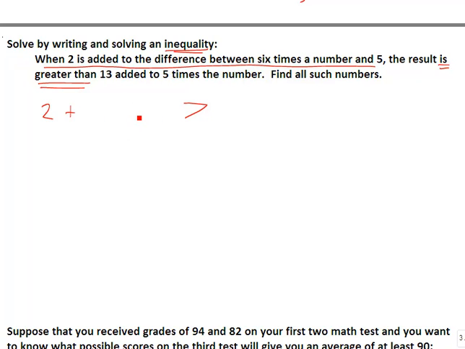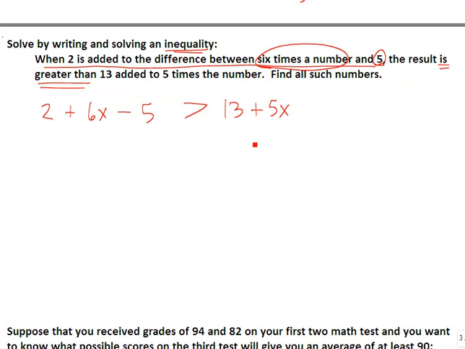And what do I want for that stuff? It's the difference, which means subtraction, between 6 times a number, which would be 6x, and 5. So we want the difference between 6 times a number and 5, that's the 6x minus 5, and we wanted 2 added to that. On the right-hand side, we want 13 added to 5 times the number. So 13 added to 5 times our number x. So this is how this whole sentence translates into an inequality.